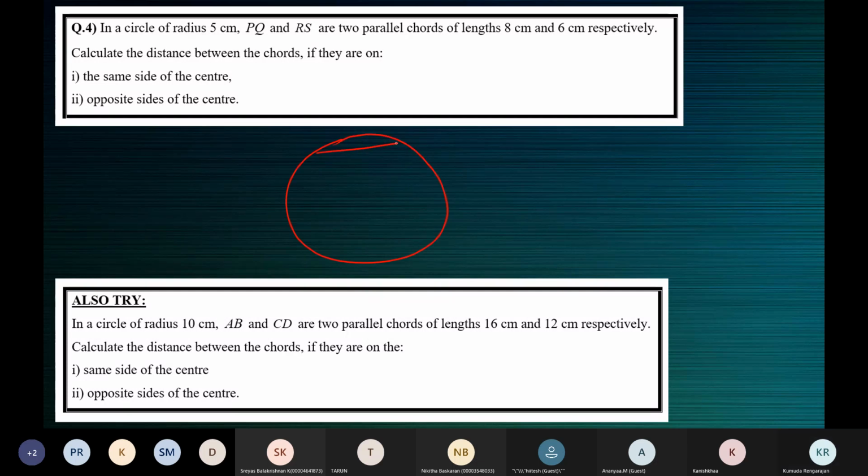Circle, parallel chords, center of the circle on the same side. Now these two parallel chords are on the same side of the center. Radius 5 centimeters. So see here, from the center, this is the radius 5 centimeters.